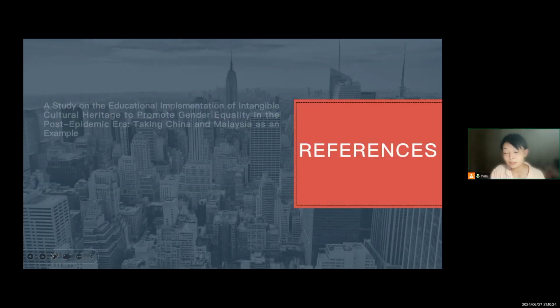Okay, so it provides a very comprehensive and complete version of the topic, the educational implementation of intangible cultural heritage to promote gender equality in the post-epidemic era. So the next is the references and appendix.